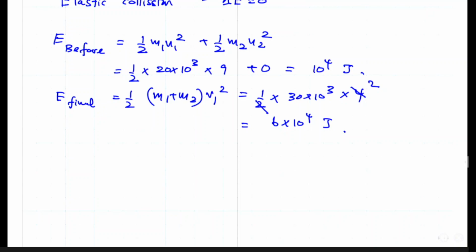Is that right? I think A before. Yeah, so E1 is wrong, yeah? This is wrong because I didn't see 9 there. So it's going to be 9 times 10 to the power 4, yeah?